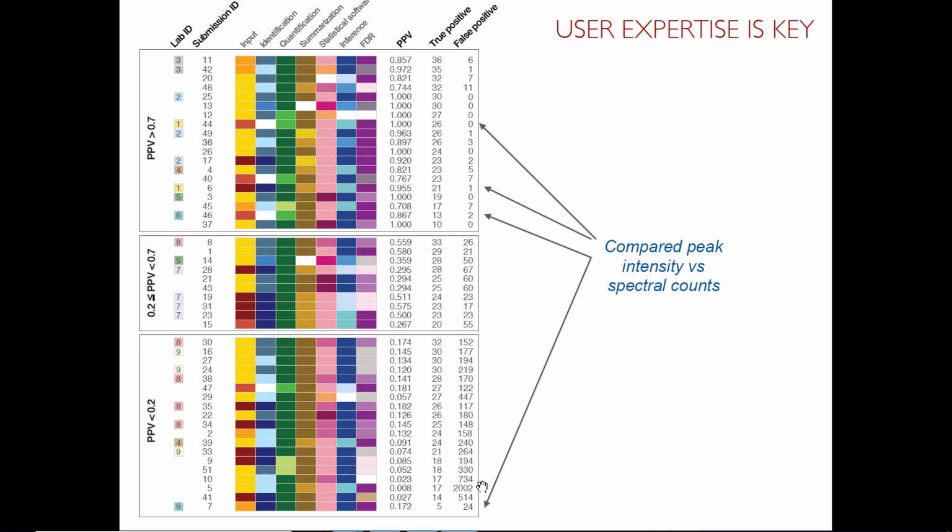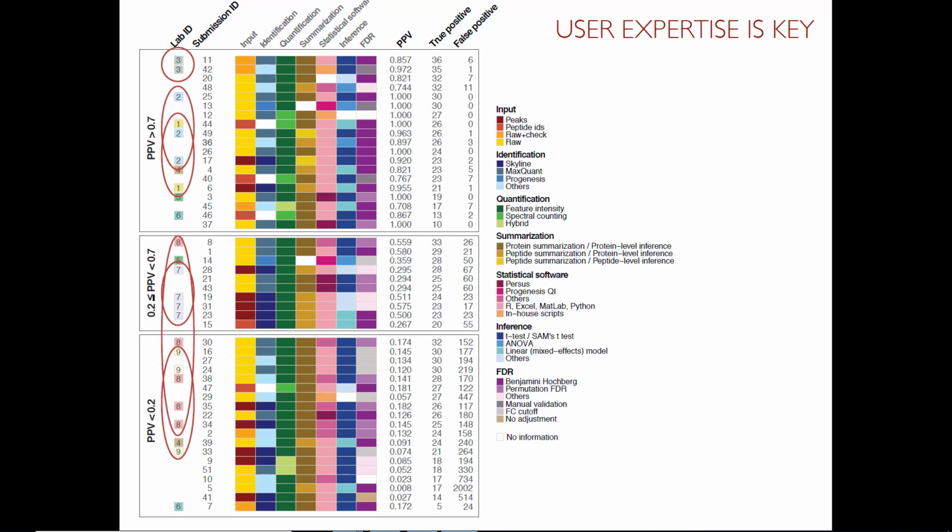However, we found one very clear pattern. On the next slide, this column is the ID of the group who did the analysis. And what I'm doing here is circling the submissions from the same group. And what you see is that, with one exception, these circles never cross this line. What it means is that the labs who are expert and who know what they're doing can use multiple tools and they will do well. And the labs that need training can use multiple tools and it will not help.